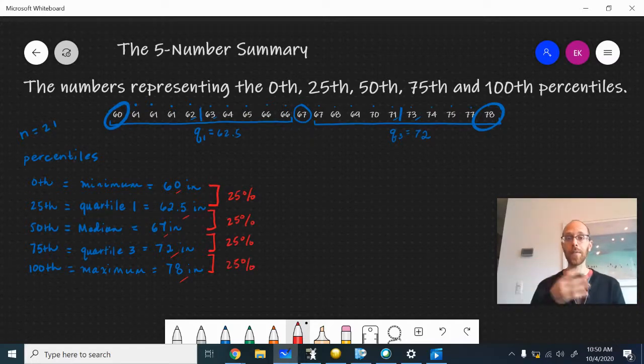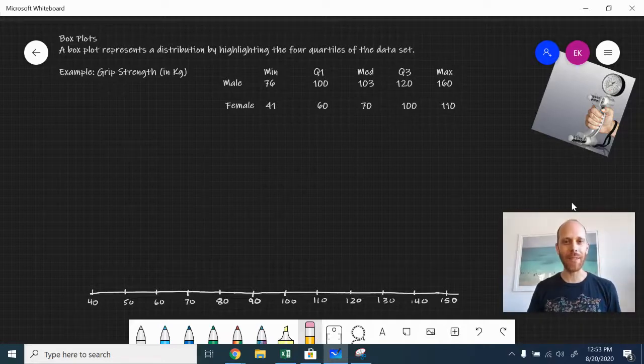So essentially, the 5-number summary takes our data and breaks it up into 4 groups, each containing 25% of the data. And that's the 5-number summary. Here today, we're going to talk about box plots. You've learned about something called a 5-number summary.